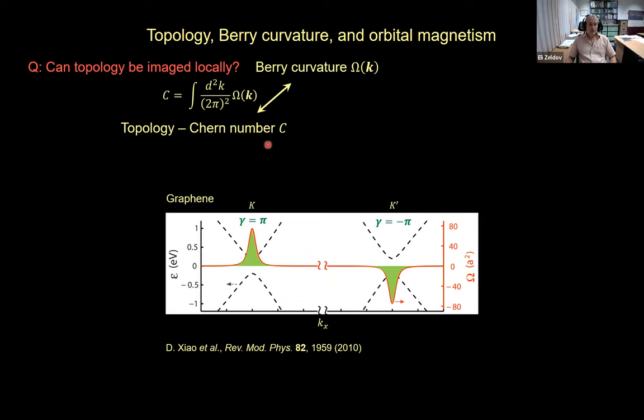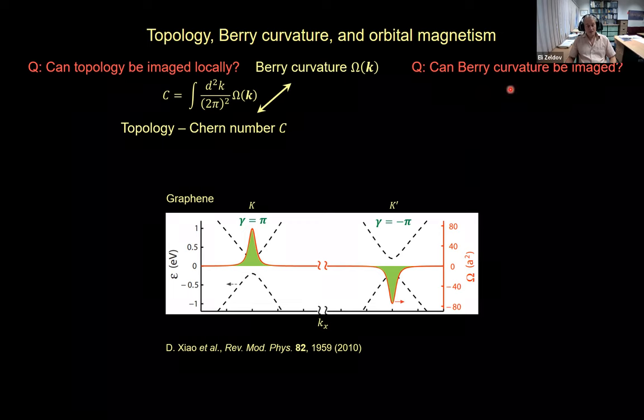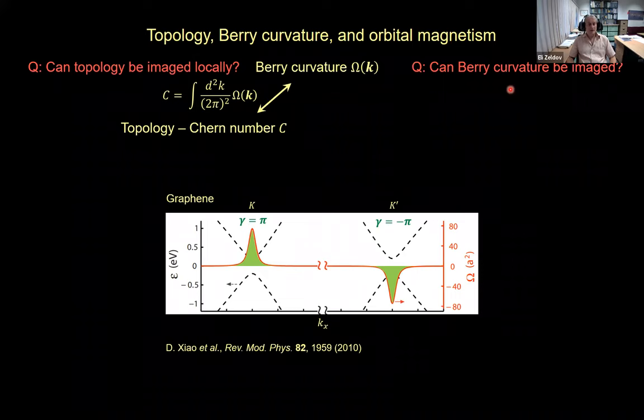In contrast to Chern number, which is defined only for a full band, the Berry curvature is defined for any chemical potential. Therefore, we can ask a more general, even more fundamental question: whether the Berry curvature can be visualized in some way. But again, this question is not clear because Berry curvature is defined in k-space, and it's not clear what the meaning of the Berry curvature in real space is.